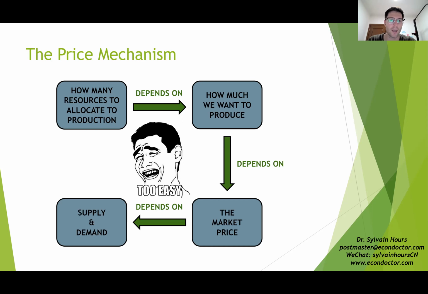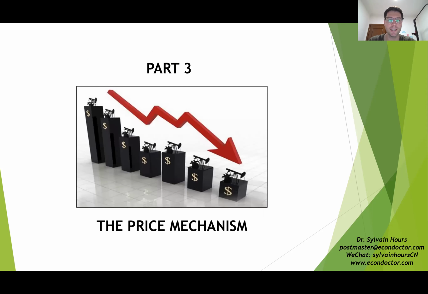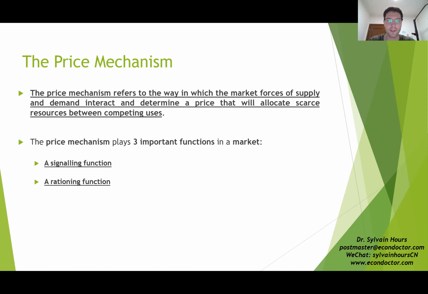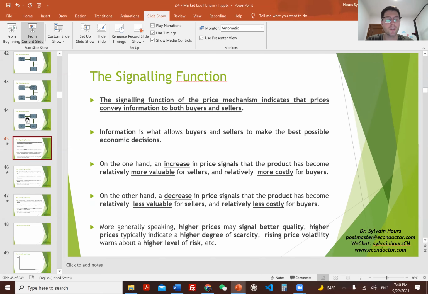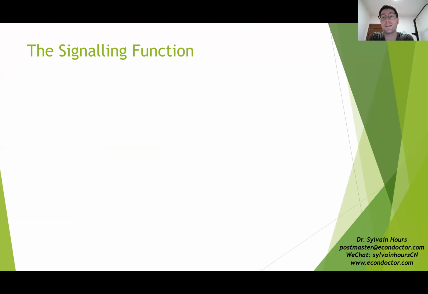So, if we want to look at things in a bit more detail, we have to look at the three functions of the price mechanism. And it is something that is a bit tricky, not because it's complicated, but because if you take different books or different sources, they will tell you very different things that sometimes don't make much sense, honestly. So let's try to keep it simple.